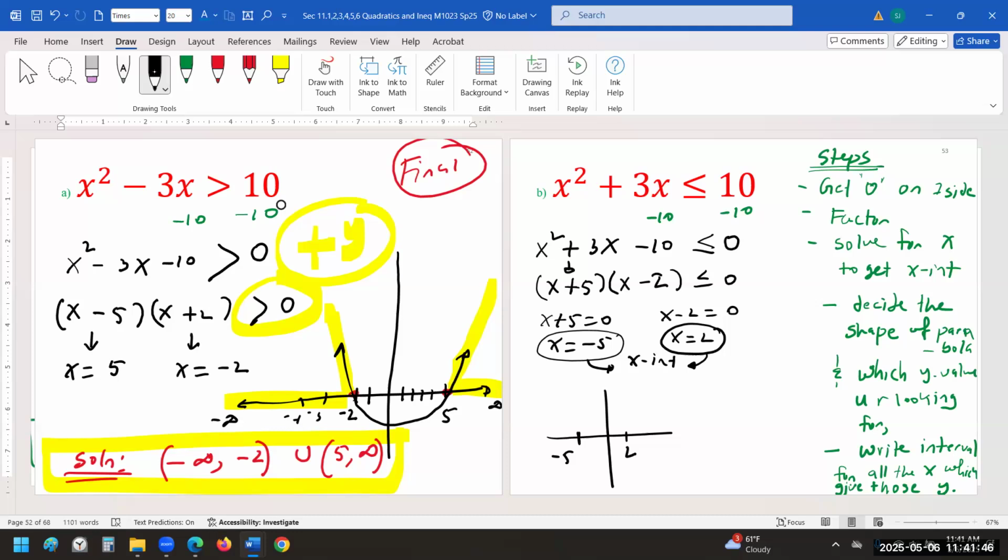Decide the shape of the parabola. What type of parabola you have to draw? Upward or upside down? Upward. So draw the parabola. And then which y values you're looking for? So we look at the inequality. What type of y you're looking for? Positive y or negative y? Negative y. And also 0 y, right? 0 y and negative y.